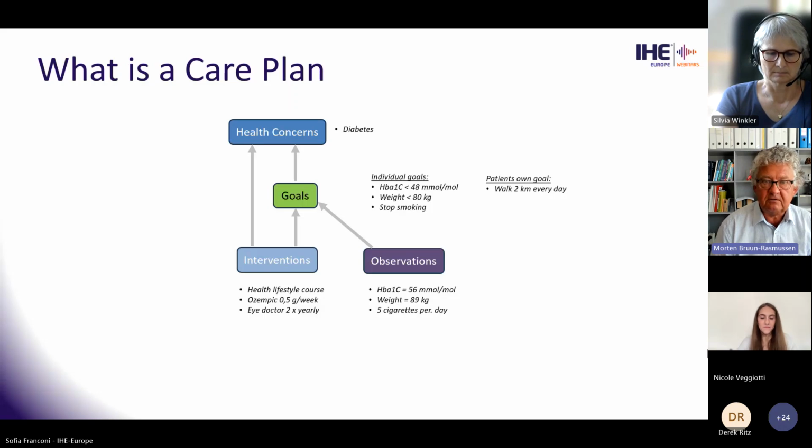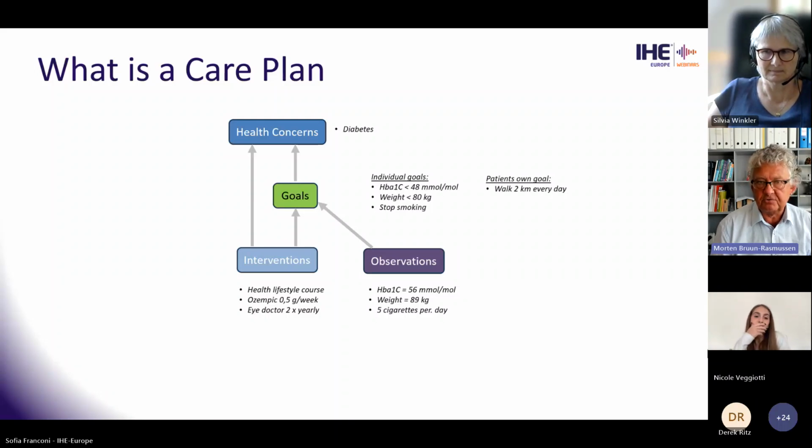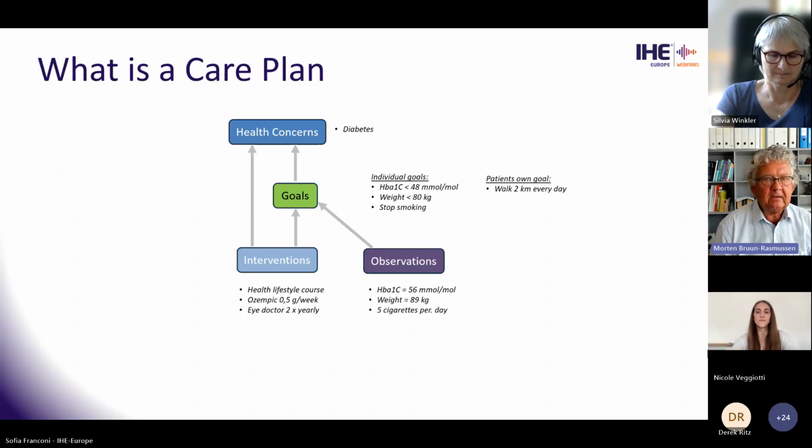For diabetes, you can see the first, HbA1c, should be below 48 millimole per mole. This is the limit for when you have diabetes. He will also say your weight should be below 80 kilograms, and stop smoking. And in a care plan, it is also important that the patient himself can also have own goals, like walk 2 kilometers every day.